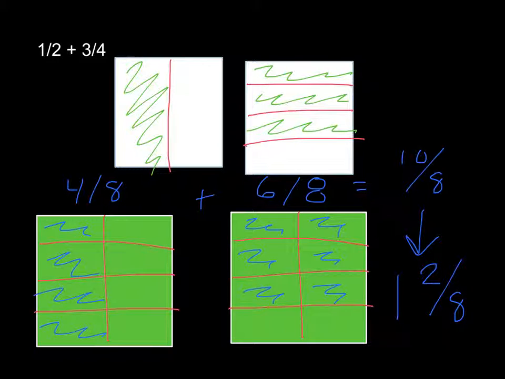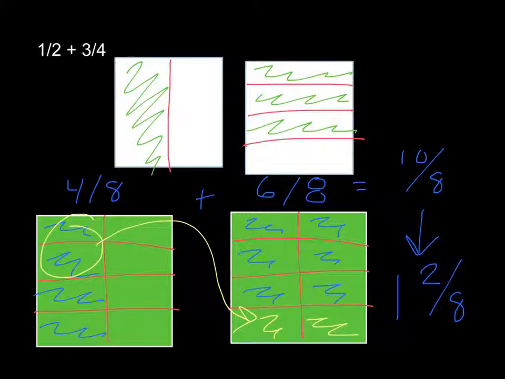What I'm really doing there is taking these 2 sections here on my first rectangle and using those to fill in the other remaining 2 empty slots, so that I have 1 whole on this side and 2/8 on this side. And that's how I simplified it. Try this next problem on 4/5 plus 1/2. Don't forget to estimate first.